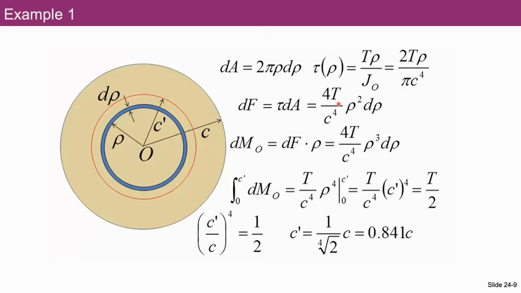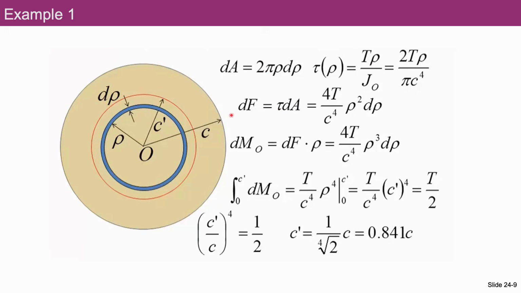Please also note that since we follow a similar approach, the differential shear force acting on this differential ring is equal to the shear stress acting on this differential ring, which is tau, multiplied by the differential area, or the area of this differential ring. And here we replace dA and tau with the corresponding expressions that we have obtained earlier. dA is replaced by this, we substitute this into this equation, and we also substitute this expression, which is used to calculate the shear stress at an arbitrary position rho.